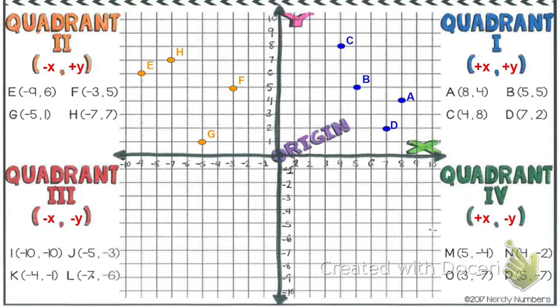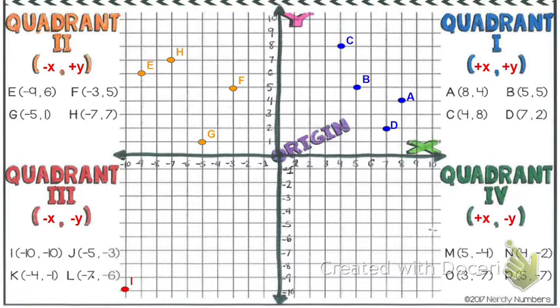Looking at quadrant 3, both of ours are going to be negative. So we have -10, -10. So I would start at my origin, and I'm going to start with my X value, which is -10, and I'm going to go to -10. And then my Y value says -10, so I'm going to jump down to -10 and plot my point right there. Make sure you label it. So this one is I.